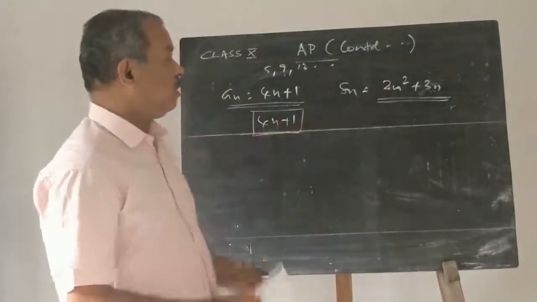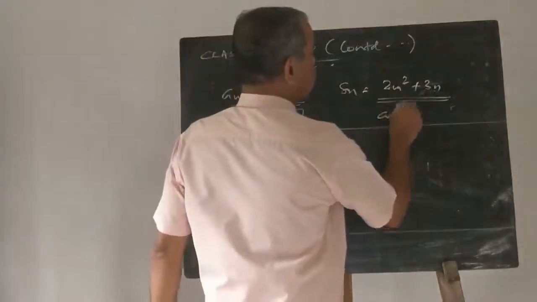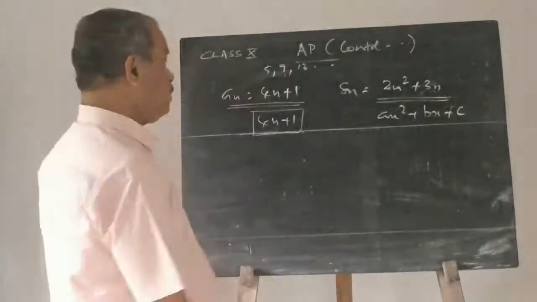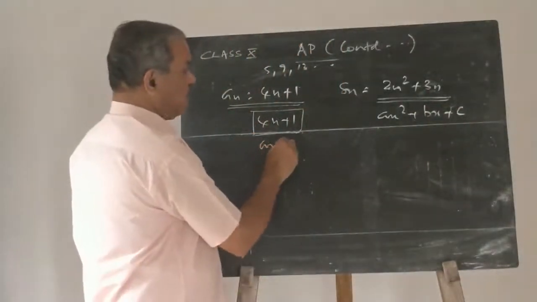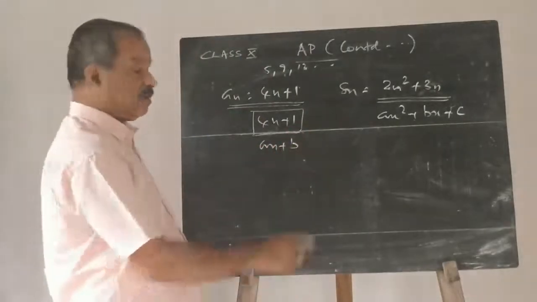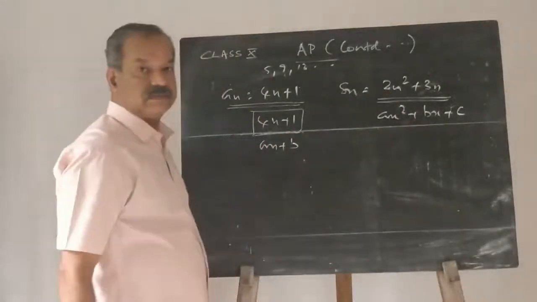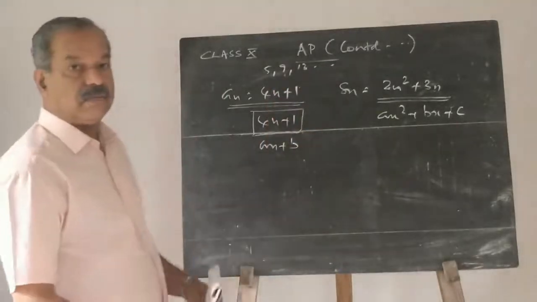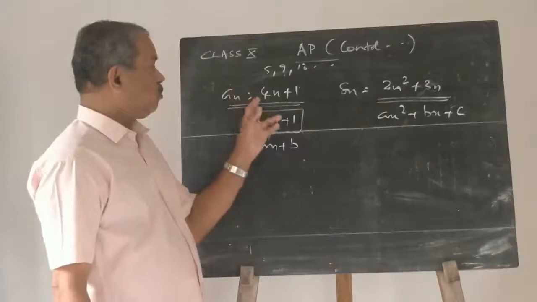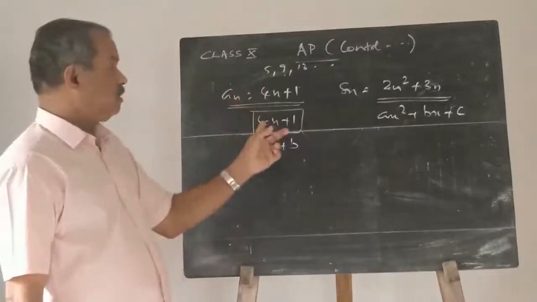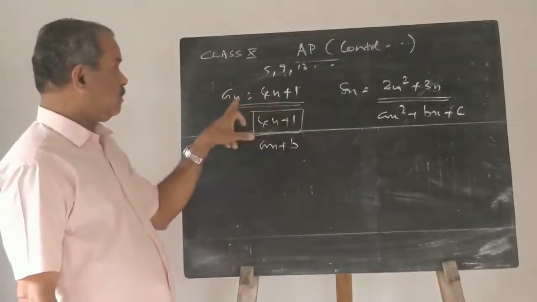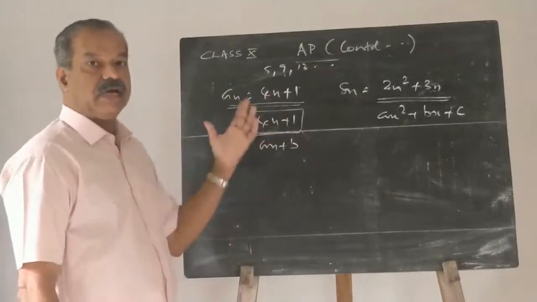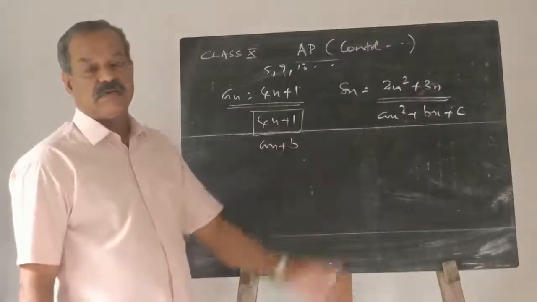That is, when we are given a second degree polynomial to represent an AP, it is in the form ax square plus bx plus c, and the nth term is in the form ax plus b. Linear, quadratic. So we must note this also. And as we have seen, how do you write the AP from this An? Replace n by 1, then 2, 3. We get the corresponding first term, second term, third term, etc.